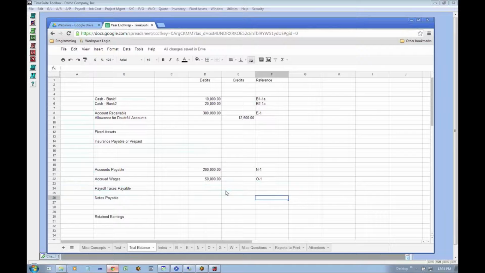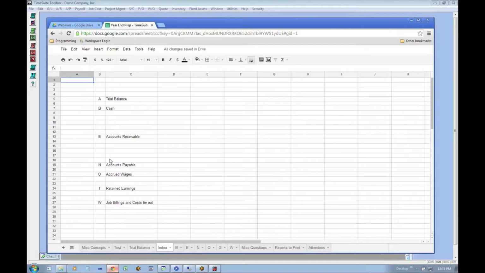Notes payable, we talked about that, and then retained earnings, you'd be doing some sort of work paper that would show maybe a copy of last year's audit, second page to the balance sheet from the audit or review, and tying it in here with some sort of tick mark. And if we look at the index, T might be retained earnings, just as an example. W might be your job cost, job billings, and cost tie out.